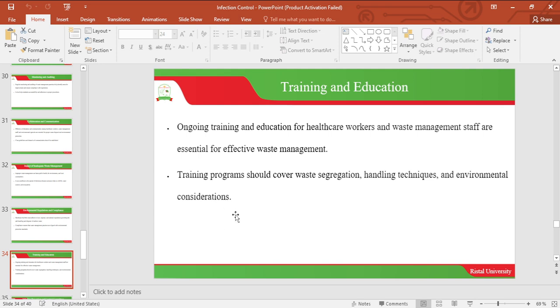Training and education. Ongoing training and education for healthcare workers and waste management staff are essential for effective waste management. As I already told you, at times some of the health workers are too busy and they may forget to dispose of the medical waste in the right containers. So there should be ongoing training and ongoing reminders by the staff management team, reminding their fellow health workers to dispose of the medical waste into the right place. So training programs should cover waste segregation, handling techniques, and the environmental considerations.